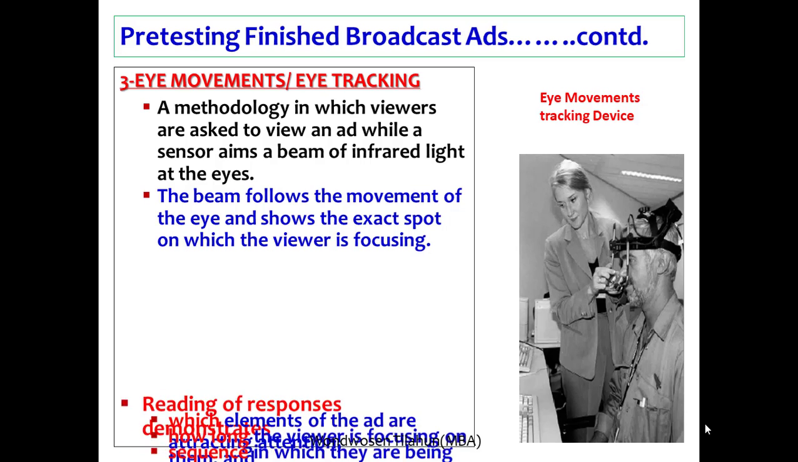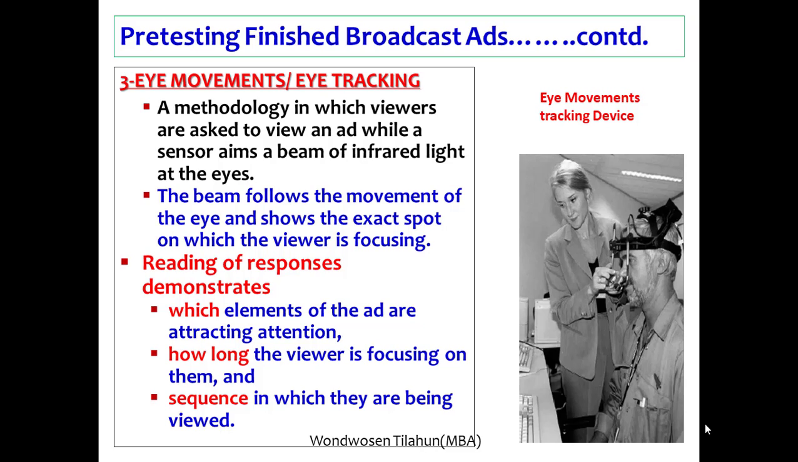The camera is going to measure the following three major points: which elements of the advertisement are attracting attention. By watching the movement of the eyes, it can measure which parts of the advertisement the customer is attracted to. The other one is how long the subject views that particular thing in the advertisement, and at the same time the sequence in which they are being viewed.